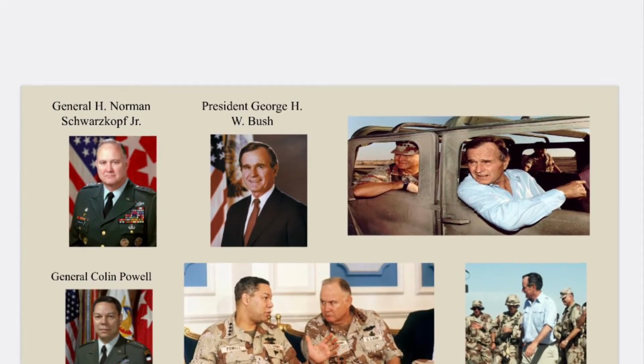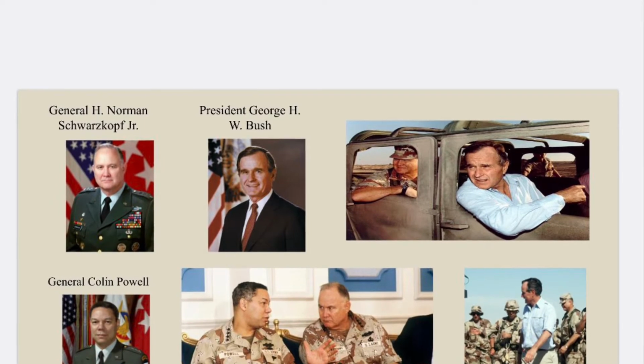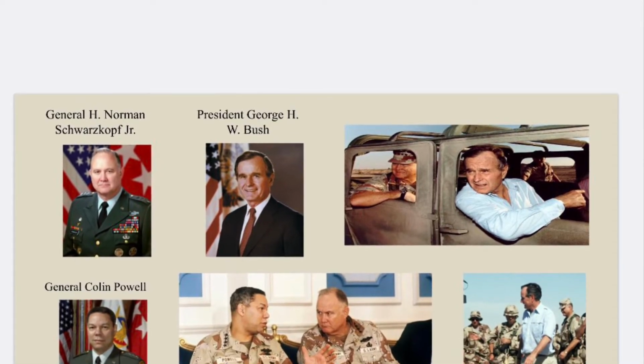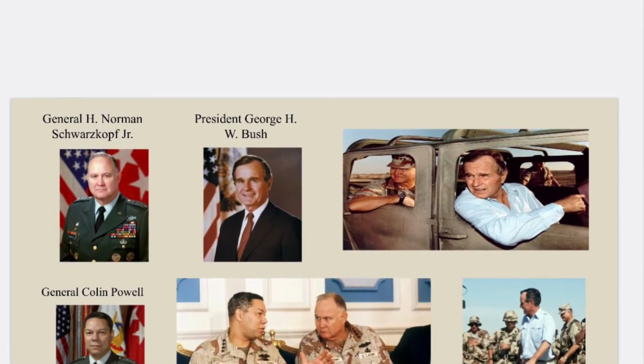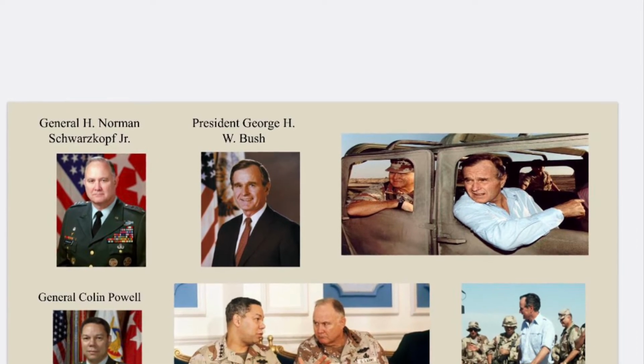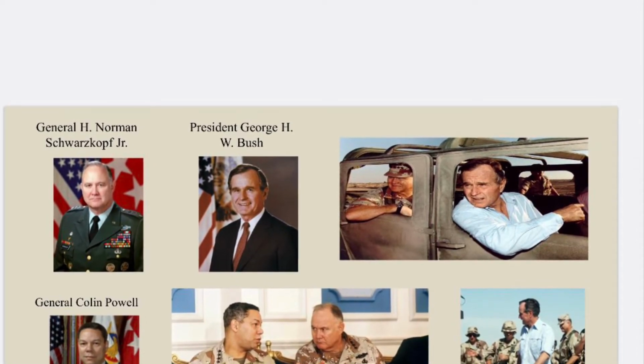Here we have some photos of the leadership present during Operation Desert Storm. Obviously, President George H.W. Bush and General Colin Powell, as well as General H. Norman Schwarzkopf.